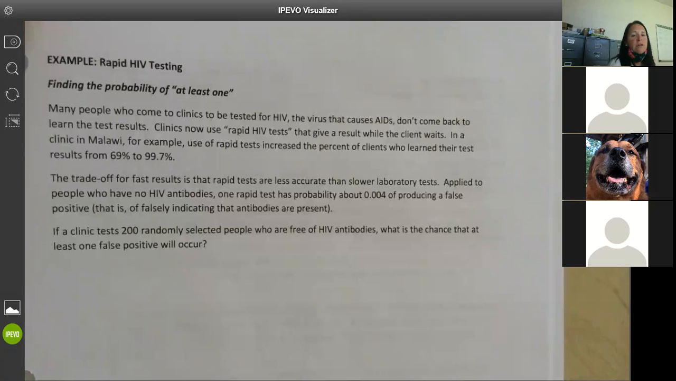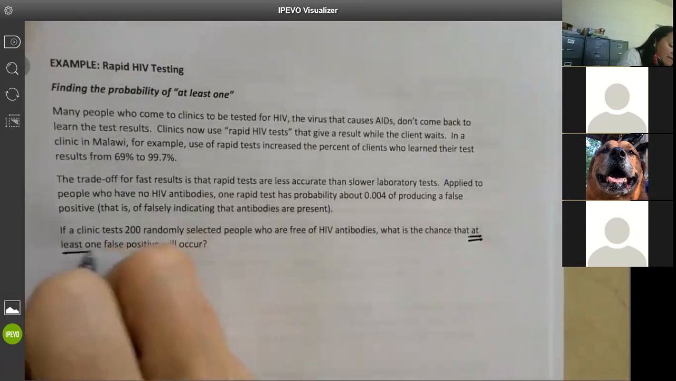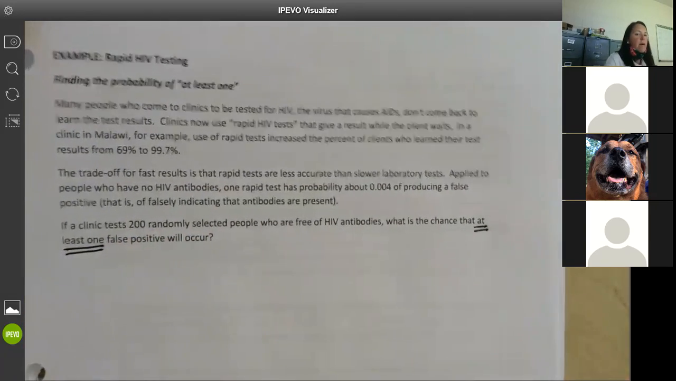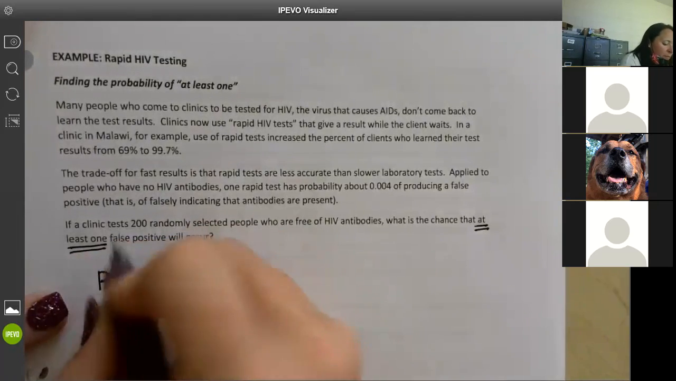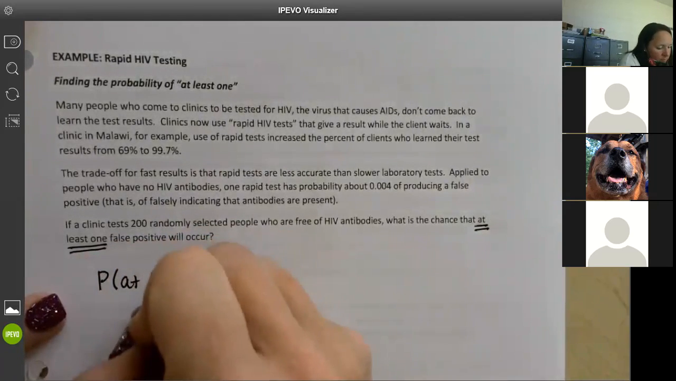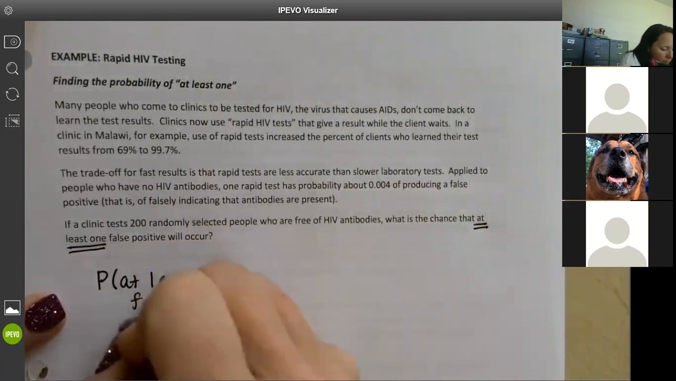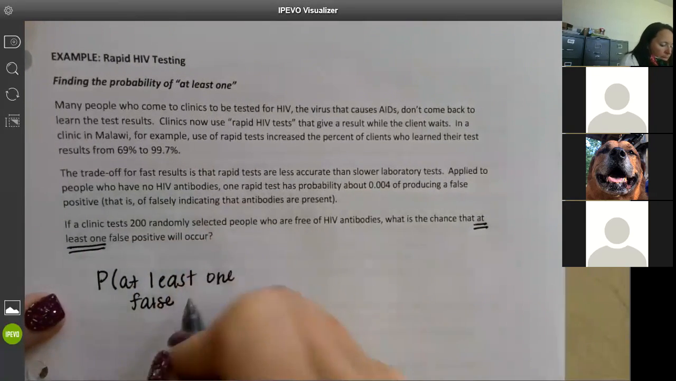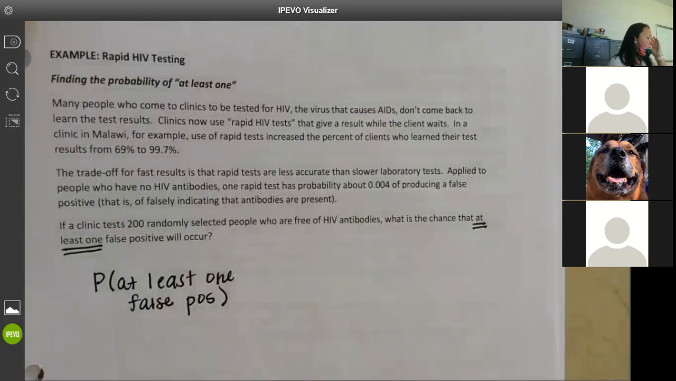If a clinic tests 200 randomly selected people who are free of HIV antibodies, what is the chance that at least one false positive will occur? So right here is what you need to look for. This is your keyword: at least one. So we want to find the probability of at least one false positive.